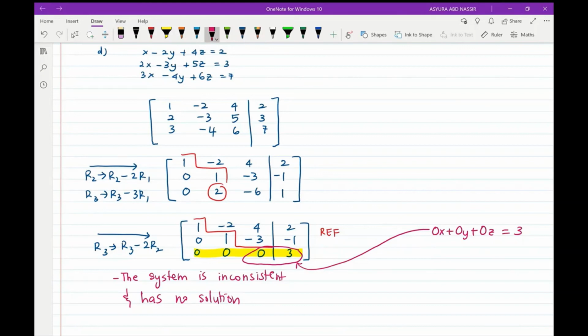So if you get this form of augmented matrix after you have reduced it to REF, then we just conclude that the system is inconsistent and has no solution. You don't have to find your x, y, z, and you don't have to use back substitution.